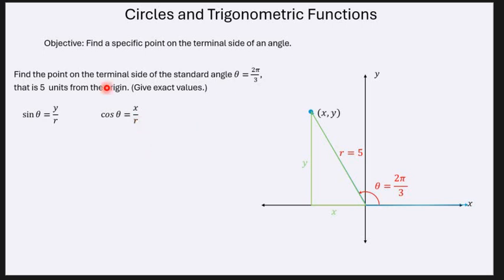So since I know the radius is 5 and I know that theta is 2 pi over 3, I just plug those in. So I get that the sine of 2 pi over 3 is y over 5 and the cosine of 2 pi over 3 is x over 5. And I'm going to solve both of these equations. I'm going to solve the sine equation for y and the cosine equation for x by multiplying both sides by 5. I'm going to go ahead and try to find what the sine and cosine of 2 pi over 3 are. Well, in order to do that, I'm going to look at the acute angle in here.